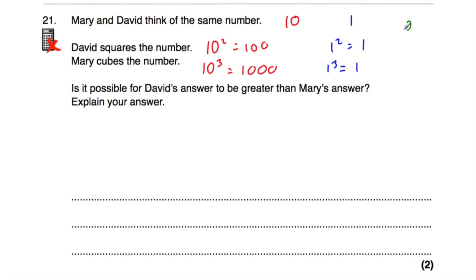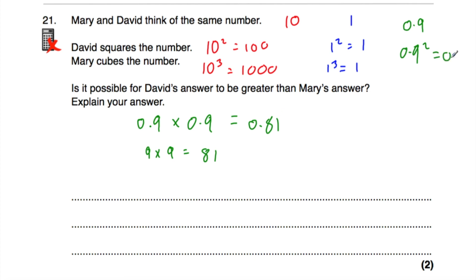Okay, so I'm going to try 0.9 and see what we get here. So David squares the number, so 0.9 squared. So 0.9 times 0.9. To do 0.9 times 0.9, there's a few different ways we can do it. One way is to do 9 times 9, and 9 times 9 is equal to 81. And 0.9 is 10 times smaller, and 0.9 is 10 times smaller. So if we take our answer and divide it by 10 and by 10 again, we'll get the answer here. So 81 divided by 10 is 8.1, and divided by 10 again is 0.81. So that means that David's answer would be 0.81.